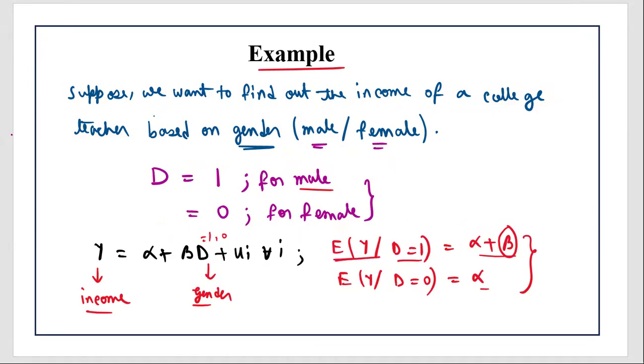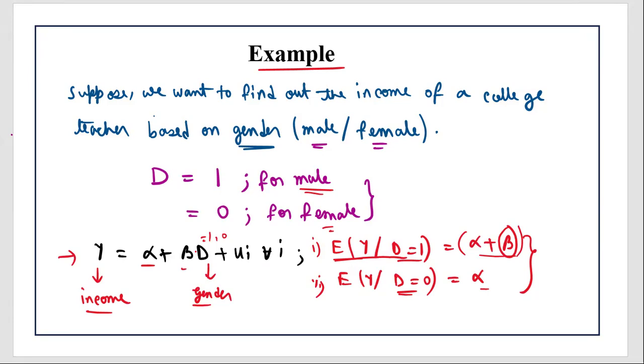So, expected value: these are the two things we have found out from our model. This is our model, y equals alpha plus beta d. Alpha is a parameter, beta is another parameter, and the dummy variable is present in your model in multiplicative form. It can either take the value 1 or the value 0. If it takes the value 1, in our case a male college teacher, then his average salary will be alpha plus beta. Whereas for a female college teacher, the value of D will be 0, and the expected income will be alpha.